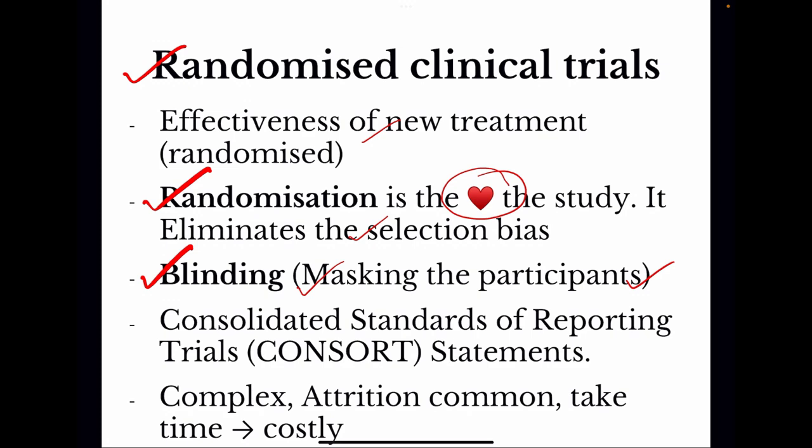CONSORT guidelines or Consolidated Standards of Reporting Trials statements is useful in reporting randomized control trials. The problem with the randomized control trials, they are complex, attrition is common and hence attrition bias will be common. It takes time and it is costly to conduct also.